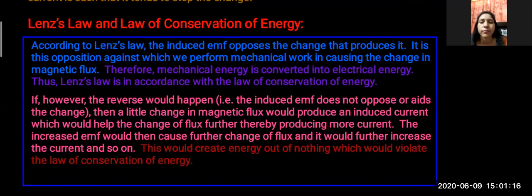If, however, the reverse would happen, that is, the induced EMF does not oppose but aids the change, then a little change in magnetic flux would produce an induced current, which would help the change of flux further, thereby producing more current. The increased EMF would then cause further change of flux, and it would further increase the current and so on. This would create energy out of nothing, which would violate the law of conservation of energy. I hope this is clear to you.